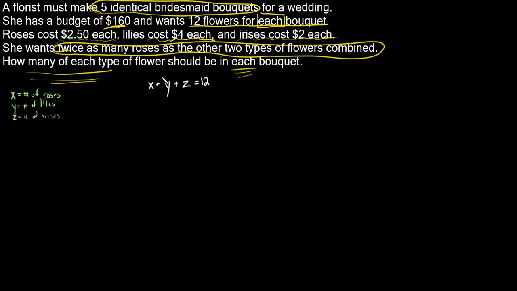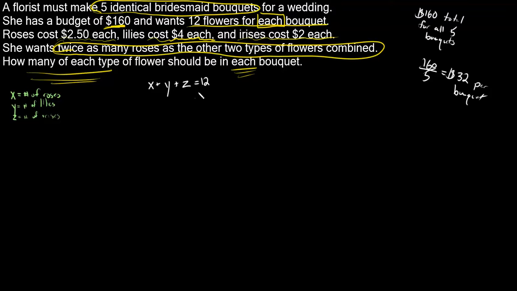Now, she has a budget of $160 total, but that's for all 5 bouquets, not per bouquet. Since this equation is only talking about one bouquet, I need to divide that 160 by 5 to get the budget per bouquet. That's going to get me $32 per bouquet. So now I know that we need to spend $32 on each one.